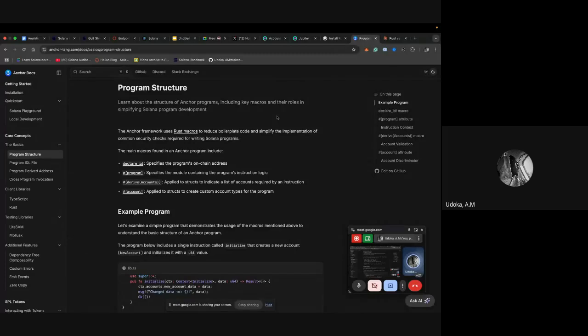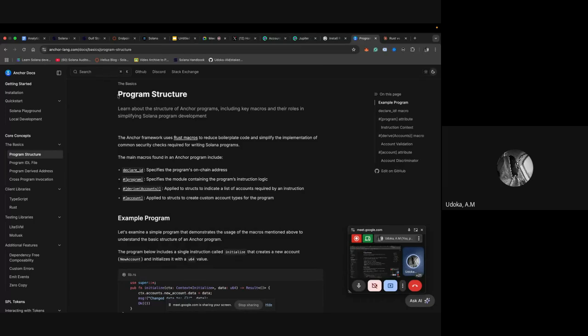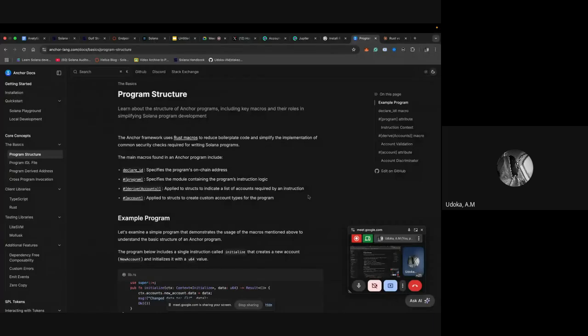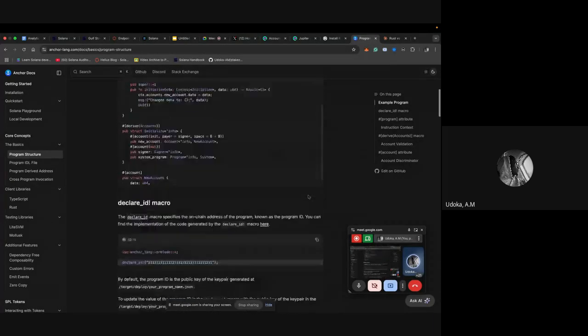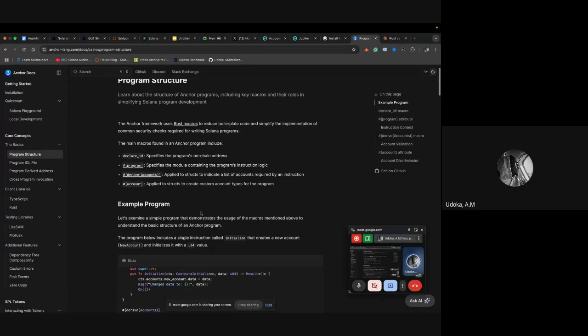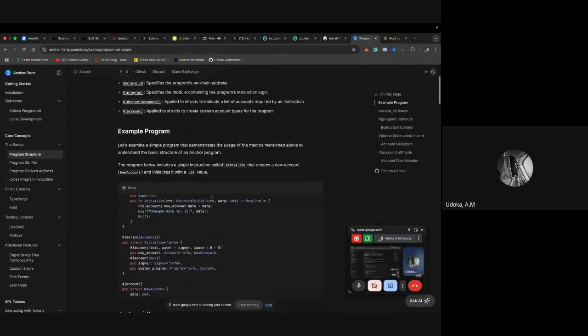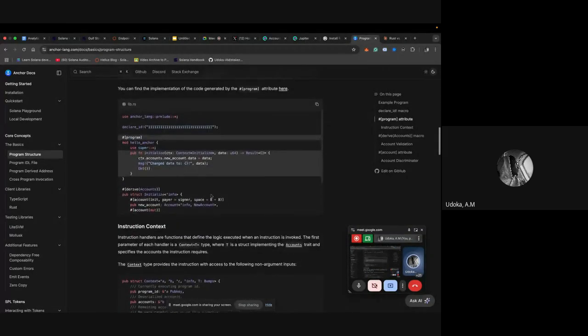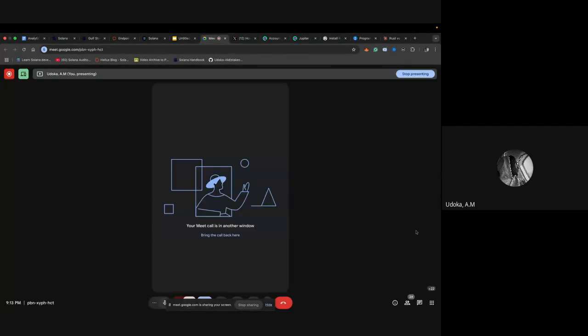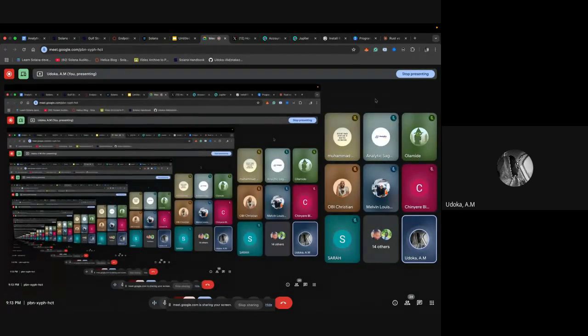And then what we are going to be looking closely into would be this program structure, because this is basically the smart contract anatomy of every Solana program. So we're going to look into what declare ID is, what the program macro is, which I've shown you, the derive account, and the account macro. This is quite a bunch, and I don't think I have the tenacity right now to continue.